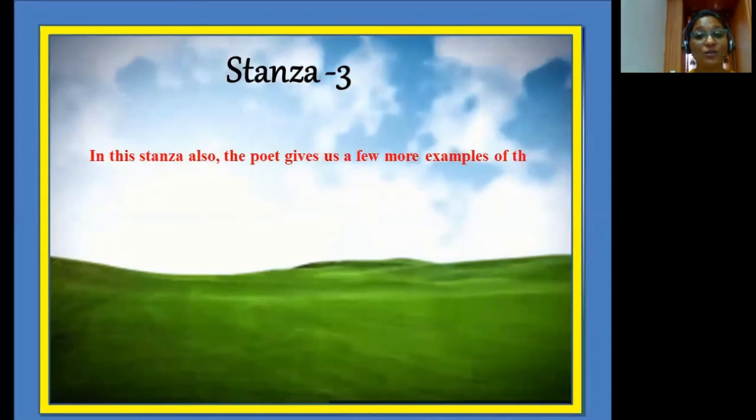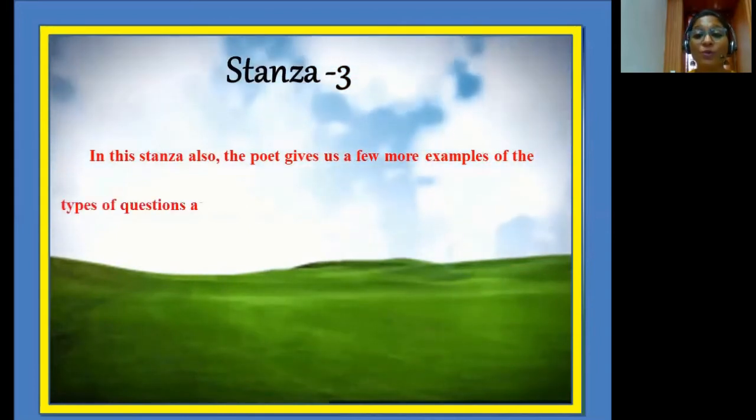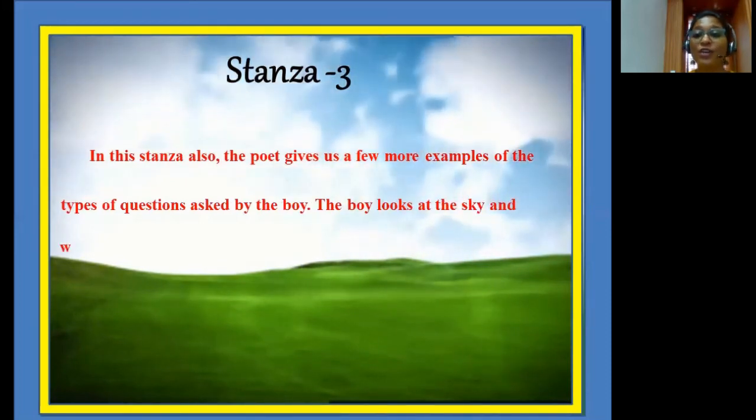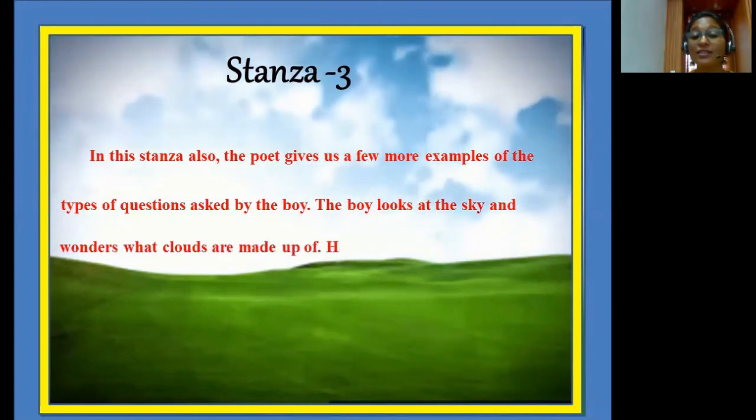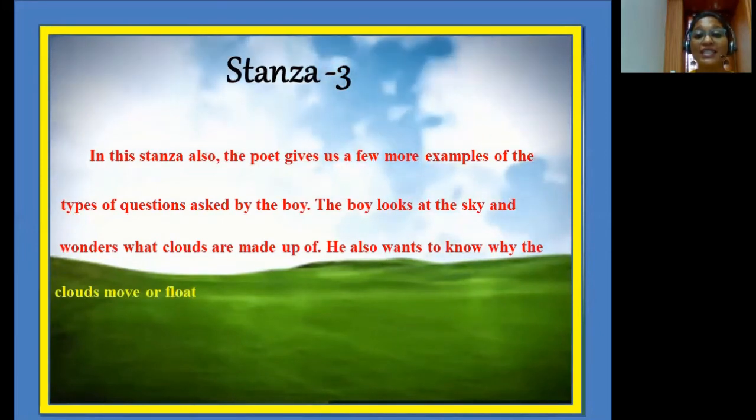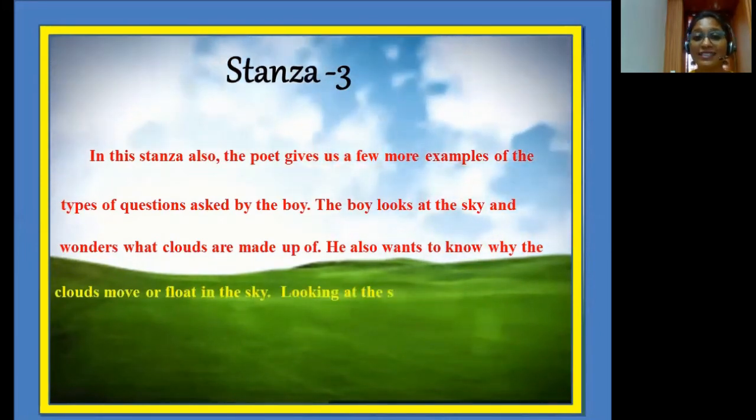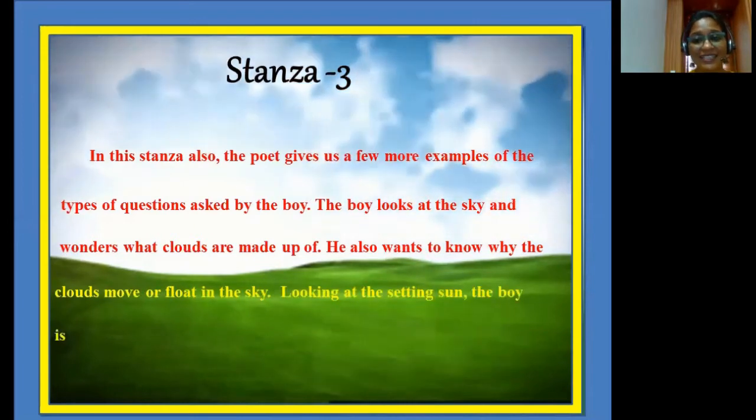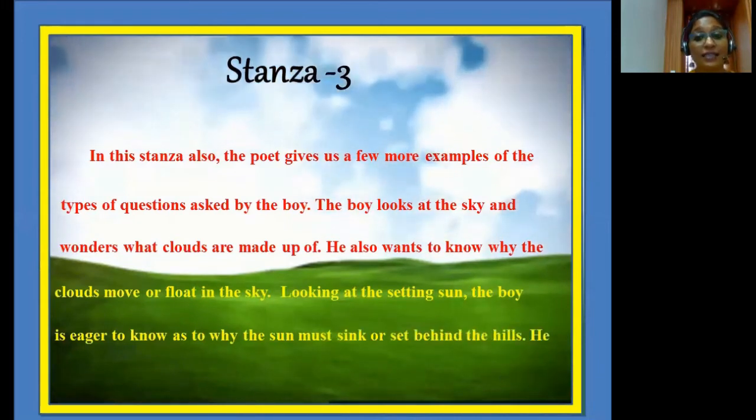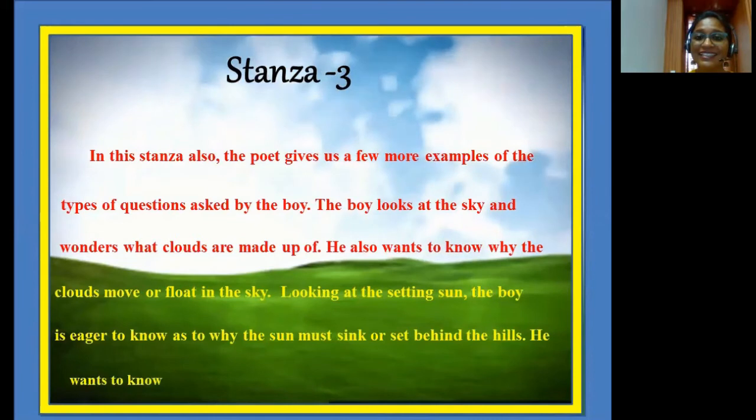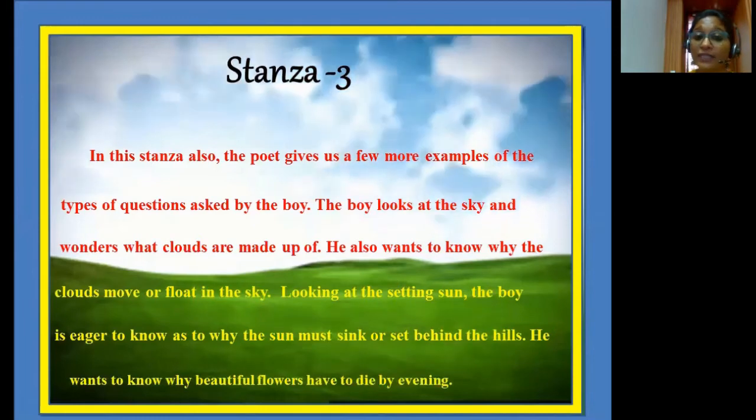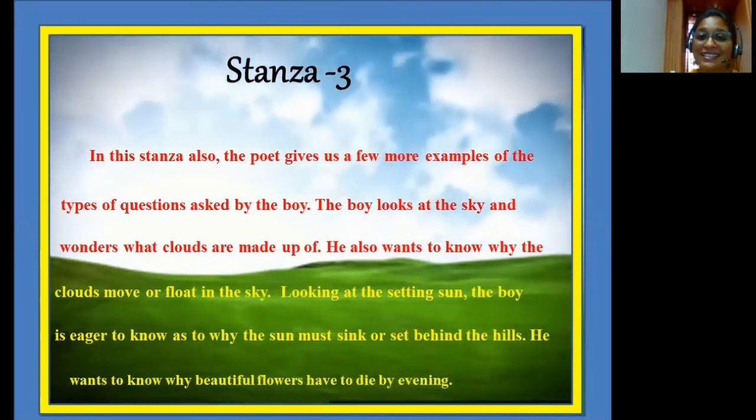In this stanza also, the poet gives us some more examples of the types of questions asked by the boy. The boy looks at the sky and wonders what clouds are made up of. He also wants to know why the clouds move or float in the sky. Looking at the setting sun, the boy is eager to know why the sun must sink or set behind the hills. He wants to know why beautiful flowers have to die by evening when the sun sets.